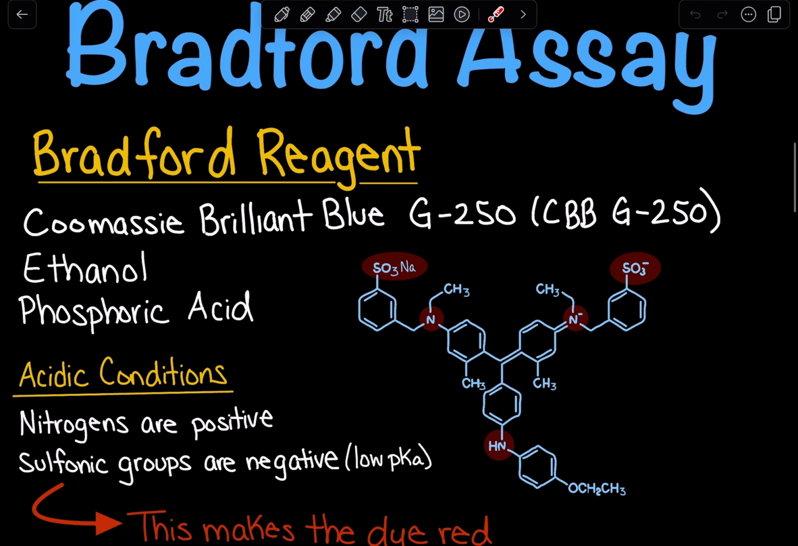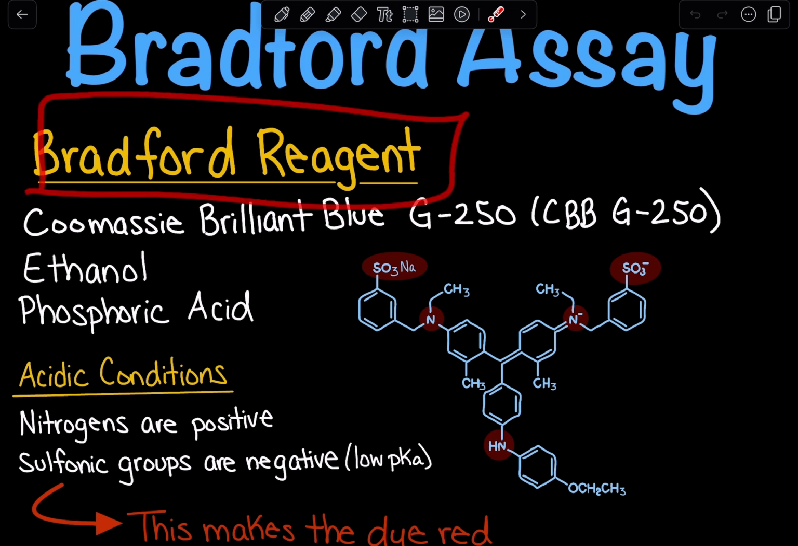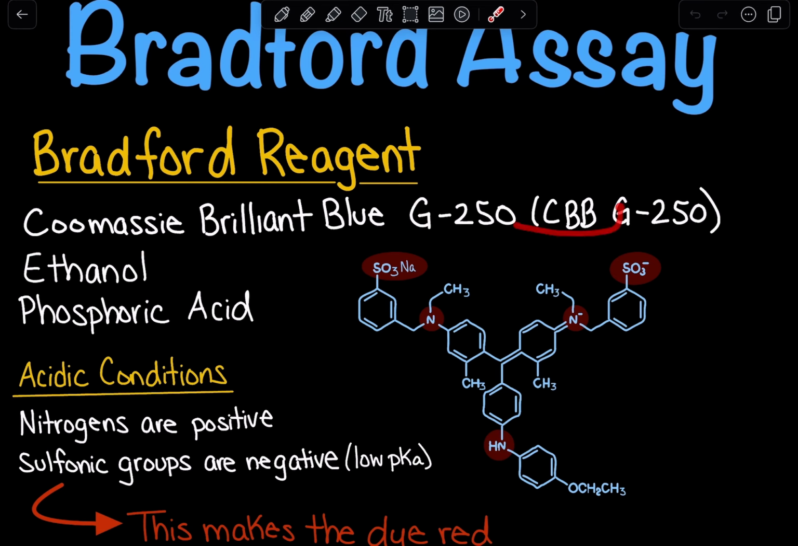Now, the Bradford assay is composed of this reagent, which we call the Bradford reagent. Now, the Bradford reagent has three subcomponents. It has this dye known as Coomassie Brilliant Blue, or CBB G250. And Bradford reagent is also made up of ethanol and phosphoric acid. Now, the purpose of this phosphoric acid is really important because as an acid, it provides that acidic medium needed for the Bradford assay to work.